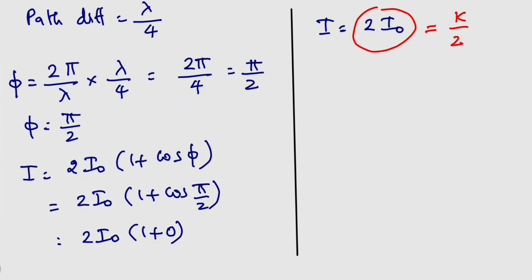So here again you have to express the answer in k. So you know 4 I naught is k. So 2 I naught will be k by 2.